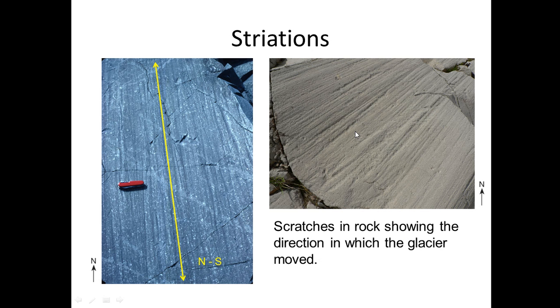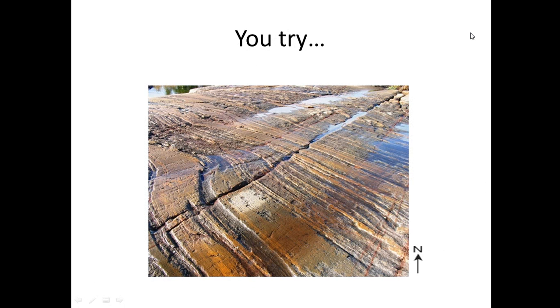I could do the same thing with this picture here and trace my scratch marks this way. And so I could say that this glacier was either moving southwest down to this bottom corner or northeast up to the top corner. You try. Based on the compass and the striations that you see, what direction was the glacier moving?